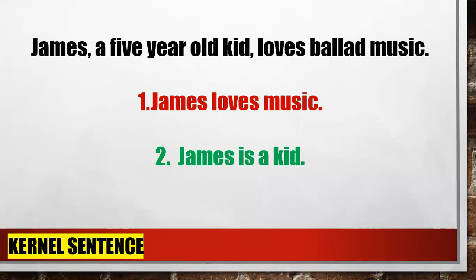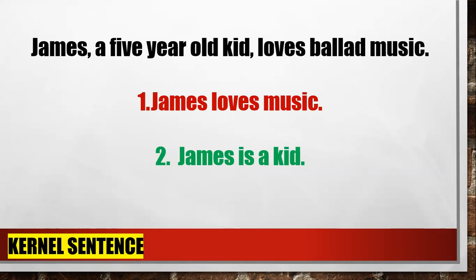So what does it mean? That in the first sentence, we have two ideas. It's one sentence, yes. We don't have two sentences, but it means that we have two ideas. James loves music, or specifically, James loves ballad music. And also, here says that James is a kid because he's a 5-year-old kid, right? So we have two ideas. Notice here, two ideas. In the sentence that you can see at the beginning, you have two ideas. James loves music or ballad music, and the second idea is that James is a kid.